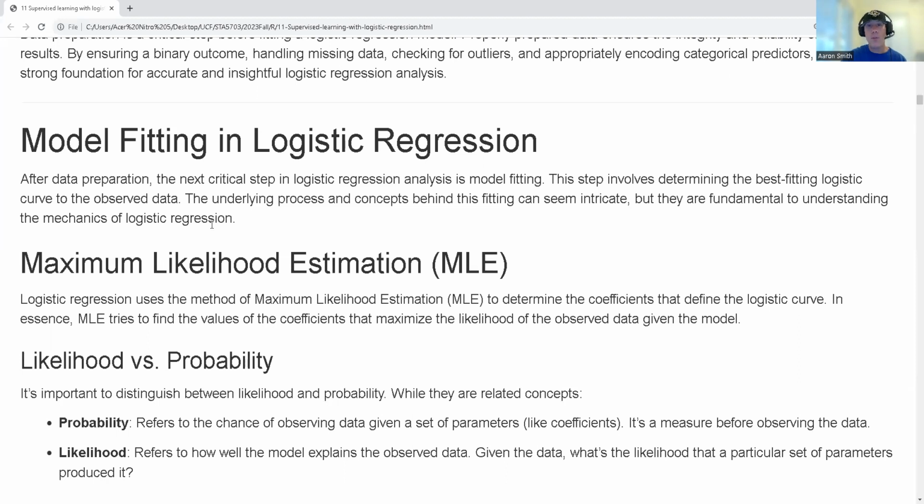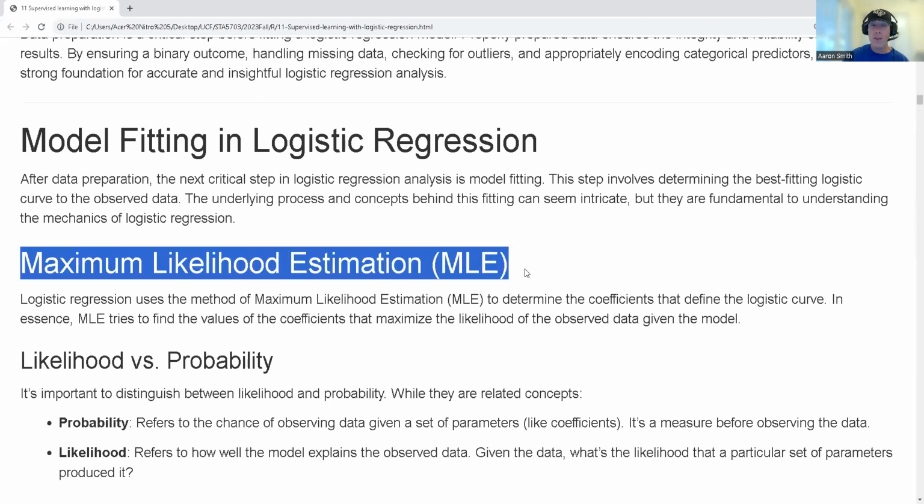All right, so now how is the model fit for logistic regression? Well, this is different than linear regression. In linear regression, we're attempting to find the coefficients that minimize the sum of squared error. Here, we're going a different route. We're going to maximize the likelihood estimation.